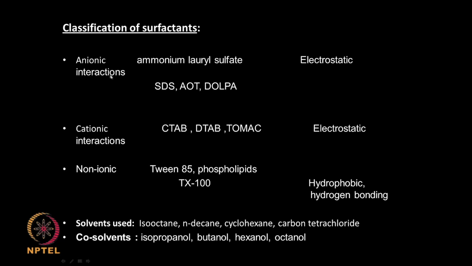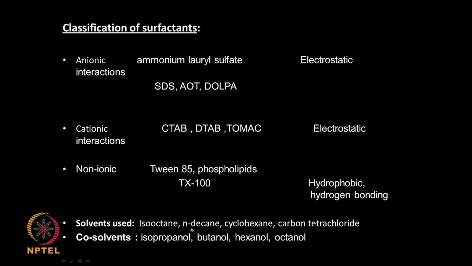So how do you classify these surfactants? Anionic, cationic, non-ionic. Anionic: ammonium lauryl sulphate, SDS, sodium dodecyl sulfonate, AOT, DOLPA. Cationic: it could be CTAB, DTAB, TOMAC. Non-ionic: Tween 85, TX100, phospholipids and so on. So we have three types, and generally with the anionic or cationic you have electrostatic forces, whereas with non-ionic there is no electric charge. So generally the interactions are hydrophobic and hydrogen bond type non-bonded interactions.